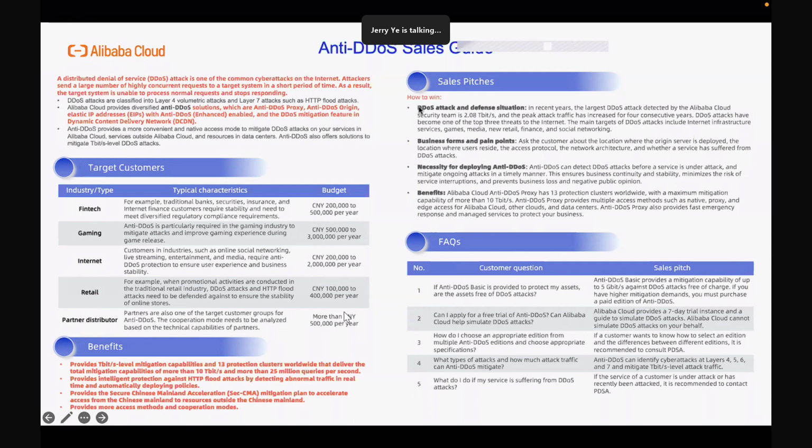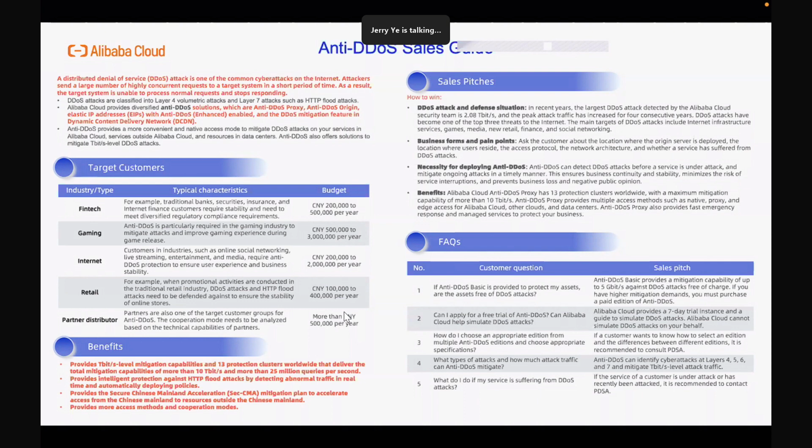Okay, so how to win? If a customer never suffers from DDoS attack, and is just a small customer, asking them to purchase anti-DDoS is, from my personal perspective, less possible. But how can we sell the DDoS product to them?